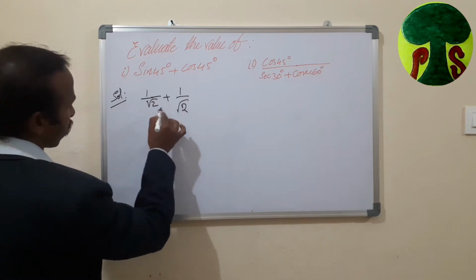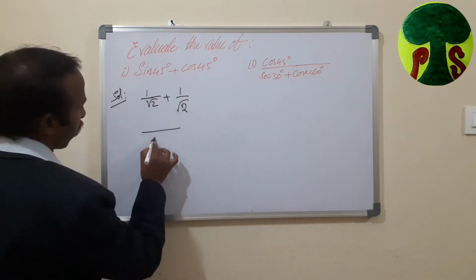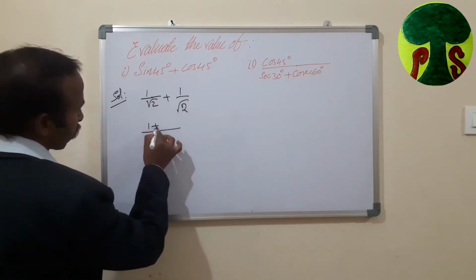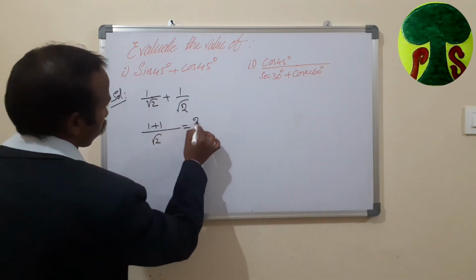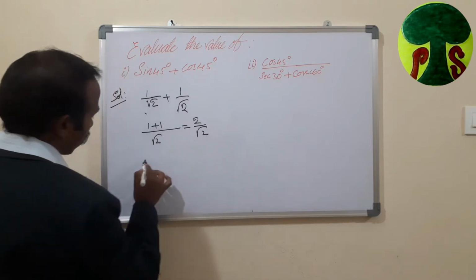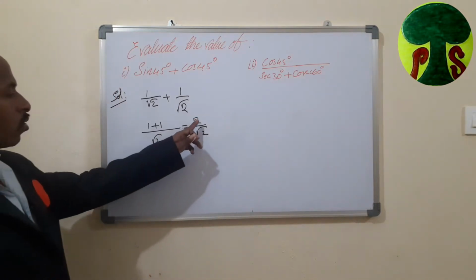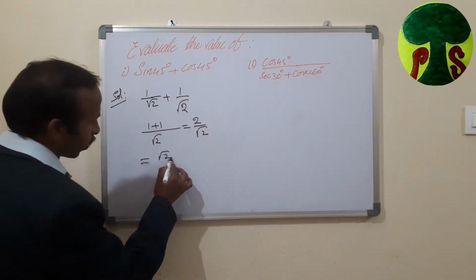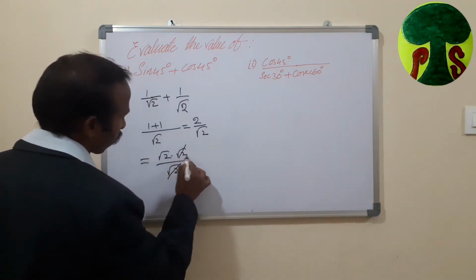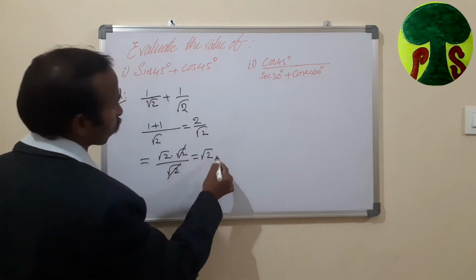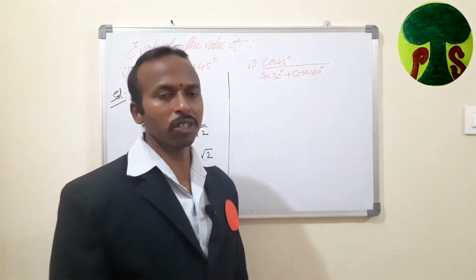Now denominators are same, so we have to add the numerators. 1 plus 1 by square root of 2 equals 2 by square root of 2. 2 we can write as root 2 into root 2 by square root of 2. Square root of 2 gets cancelled. Our answer is root 2. Now we will solve the second question.